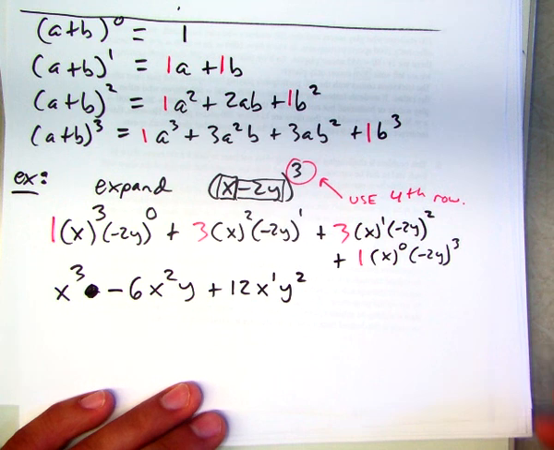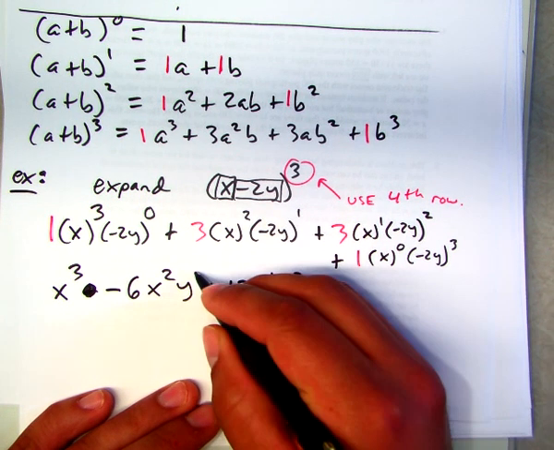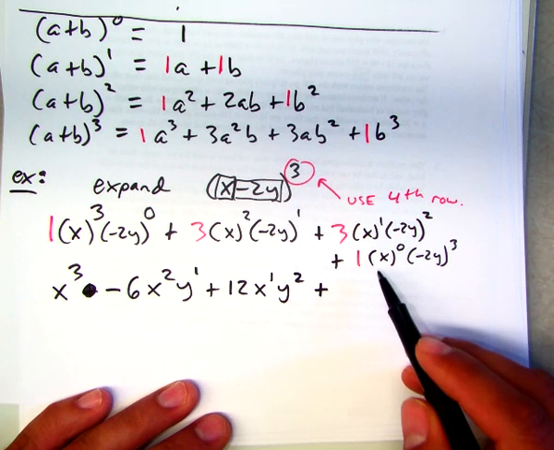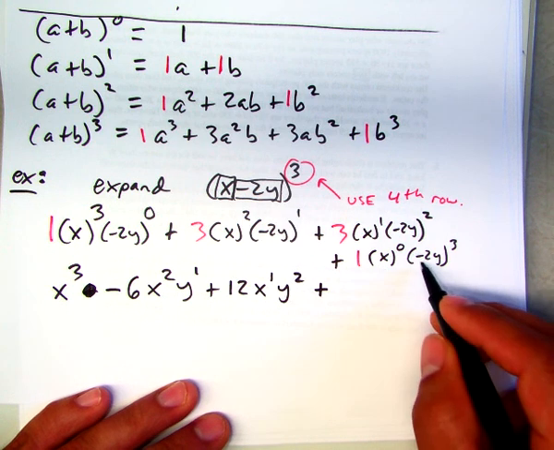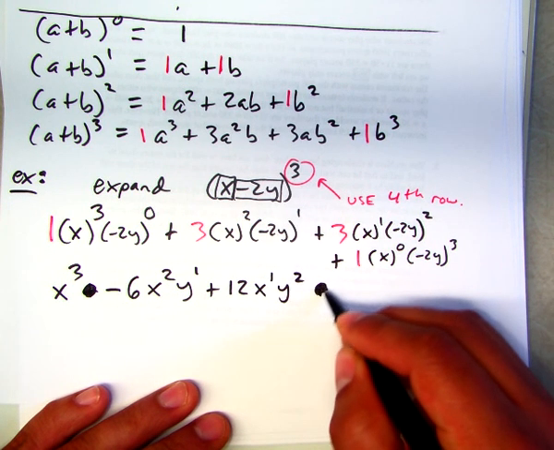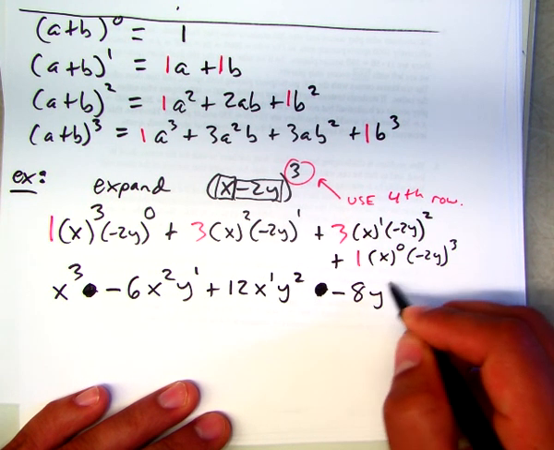Last term, x to the 0 is gone. What's negative 2 cubed, though? So it's minus 8y cubed. This would be your answer.